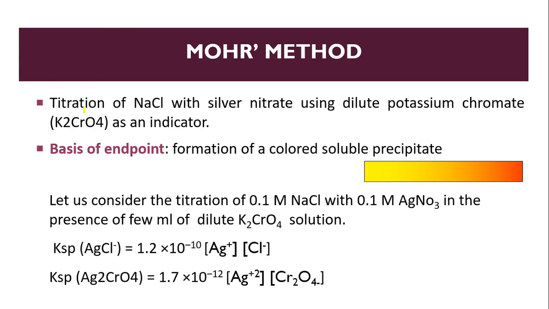What is Mohr's method? Here is the titration of NaCl: we fill the NaCl in a conical flask, and in the burette there will be silver nitrate. Which indicator do we have to use in this method? Potassium chromate is the indicator. As we have seen, in Fajan's method there was an adsorption indicator, and in Volhard's method there was a ferric indicator. Now here we use potassium chromate for the same reaction, but with a different indicator. So these methods are differentiated firstly on the basis of the indicator.